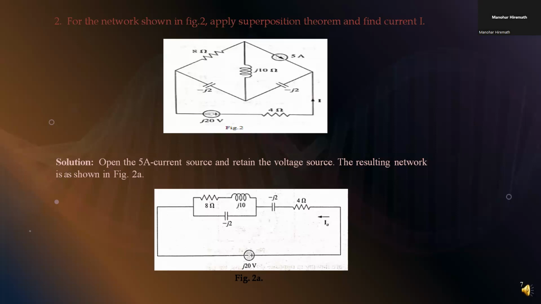Now let's move on to the second problem, which is based on the superposition theorem. The question goes like this. For the network shown in figure 2, apply the superposition theorem and find the current I. So we have to find the current I in this question. The circuit consists of two resistors, one of 8 ohm and one of 4 ohm, a 5 ampere source, and a load of 10 ohm.